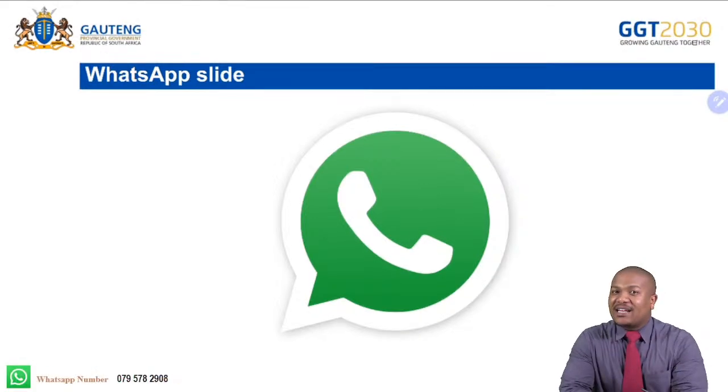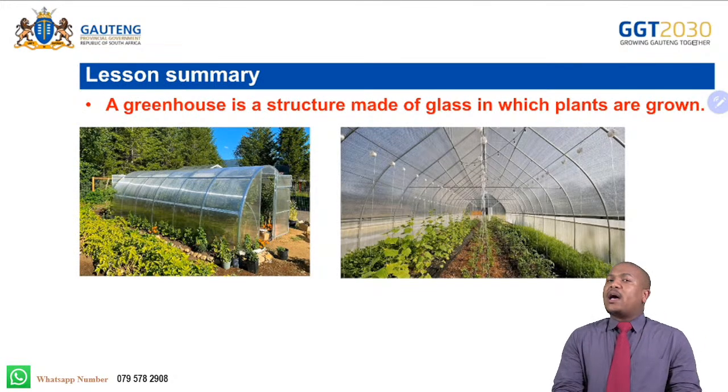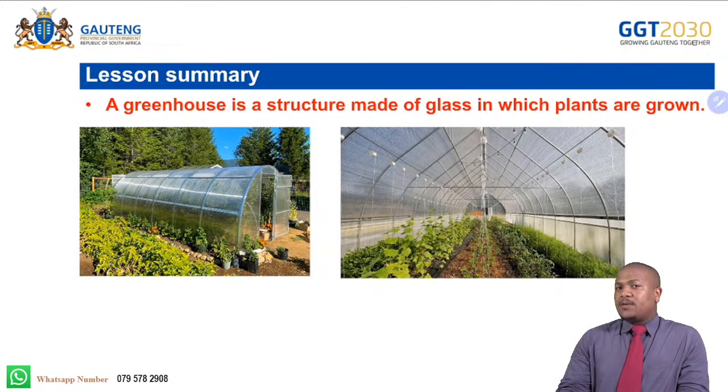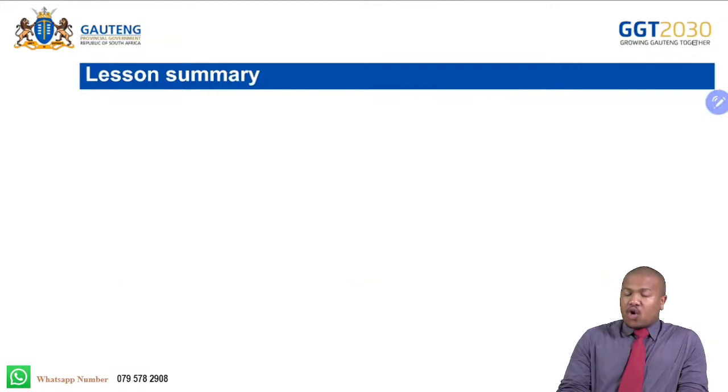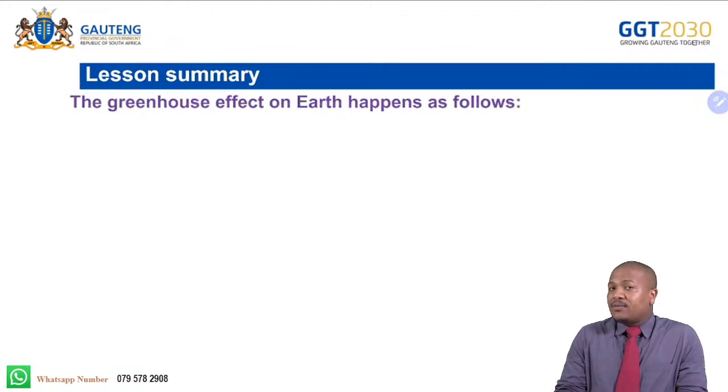Now it seems like we do not have any questions from our WhatsApp line, right? So now let's summarize what we have learned for today. Today we're talking about the greenhouse effect, right? And we said that a greenhouse is a structure which is made up of gas in which plants are grown. And that greenhouse helps to sustain heat, right? It helps the plants to grow well.